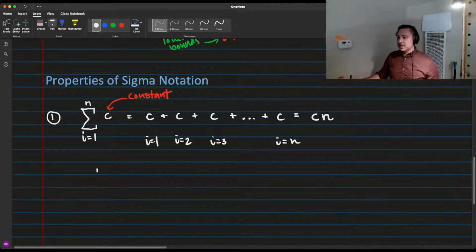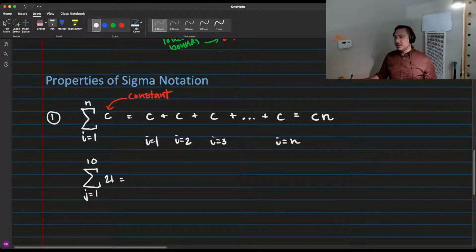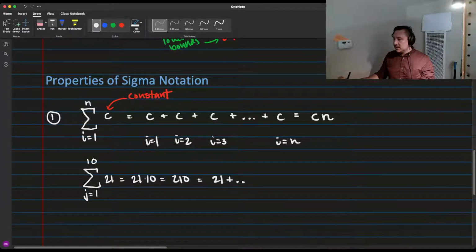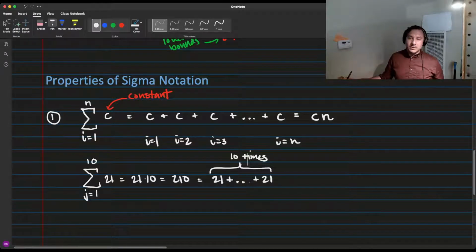So let's give ourselves an example here. Let's use j instead of i. j equals 1 to 10, and then we're going to have 21 right here. This tells us that that's just going to be 21 times 10, which would be 210. Why? Because it is simply 21 added to itself 10 times. Right? And a number added to itself 10 times is quite simply the number times 10.